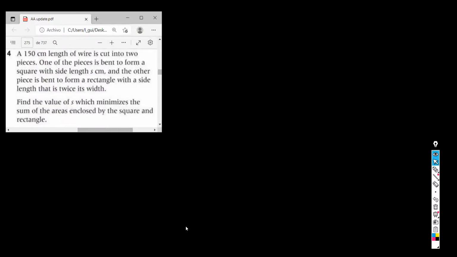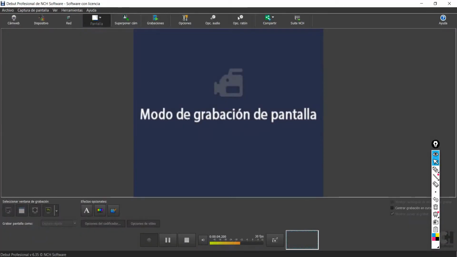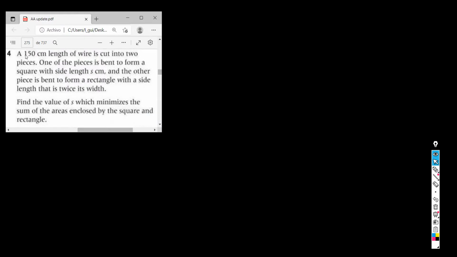Now problem number 4, this one right here. It says a 150 centimeter length of wire is cut into two pieces. One of the pieces is bent to form a square with side length S. So let me draw that right away.